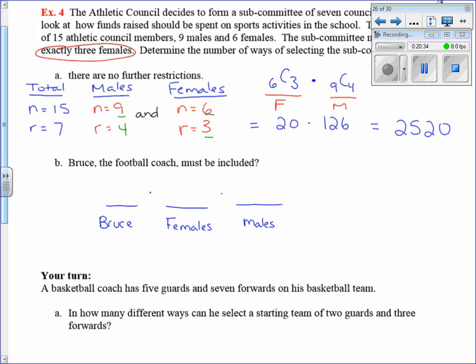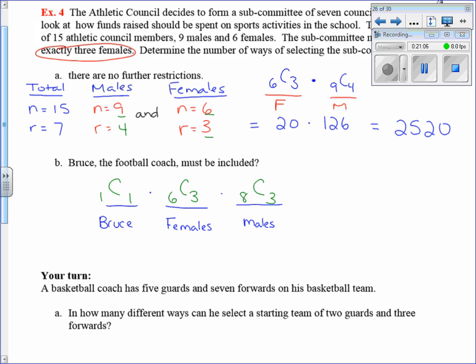So for Bruce, there's only one way of choosing Bruce. One Bruce. We're choosing one Bruce from one Bruce. For females, we're still sticking with exactly 3. So we have 6 choose 3. The males now, though, we initially had 4 males that we were choosing from 9, but one of those males has to be Bruce. So we have to take 1 away from the 9, which gives us 8 males left, and 1 away from the 4, so we're choosing 3. Because Bruce has to be on there.